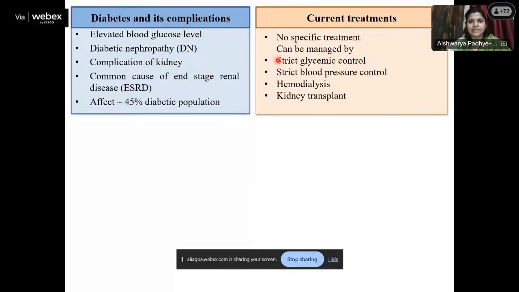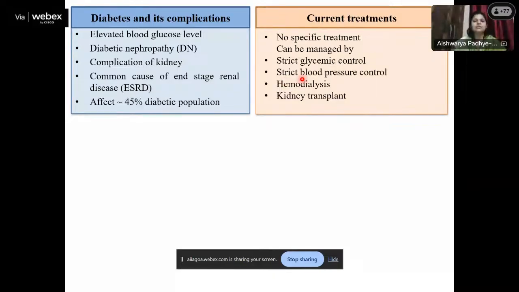At present, there is no specific treatment or cure for the disease, but it is managed through strict glycemic control and strict blood pressure control. And patients suffering from end-stage renal disease have to rely on hemodialysis or renal replacement therapy for survival. So this is the gap, and we thought we should find some way to prevent this disease.